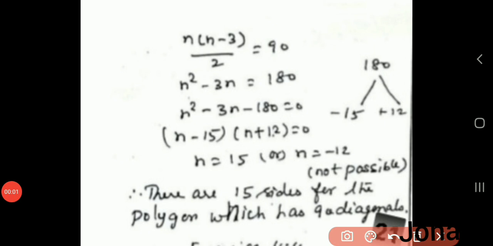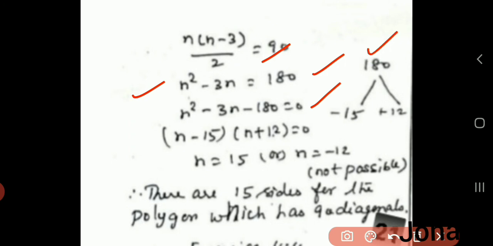So we can equate this n into n minus 3 divided by 2, which is equal to 90. We want to calculate the value of n here. So cross multiply, that is n square minus 3n equal to 180, and then take this 180 to the left hand side, that is n square minus 3n minus 180 equal to 0.